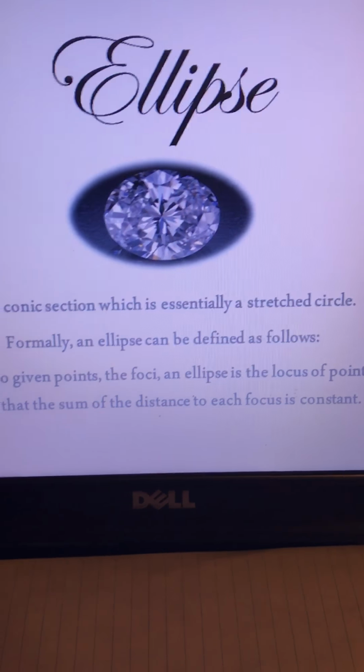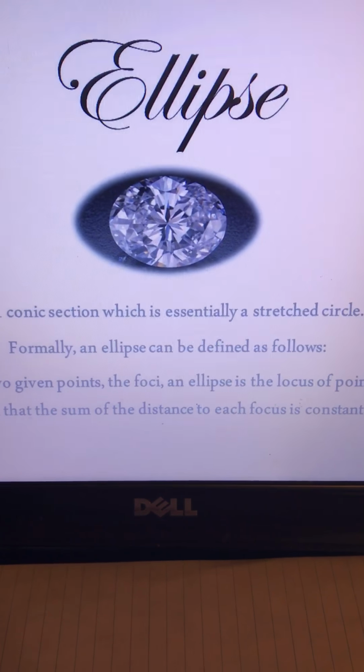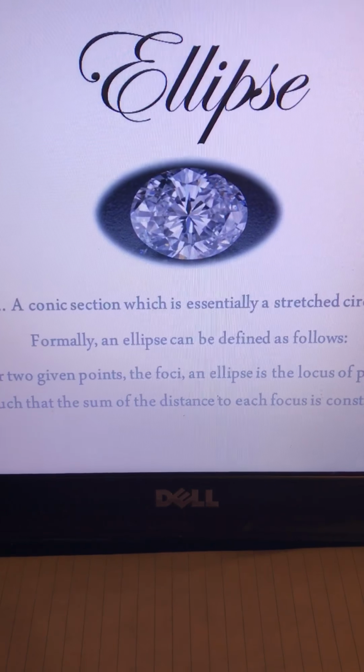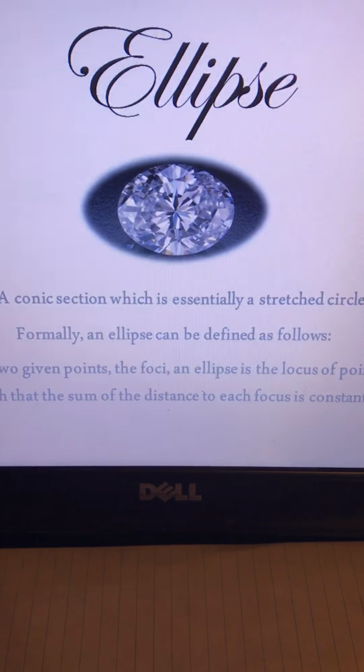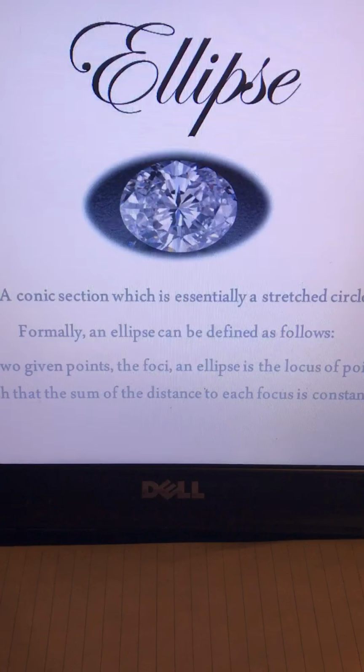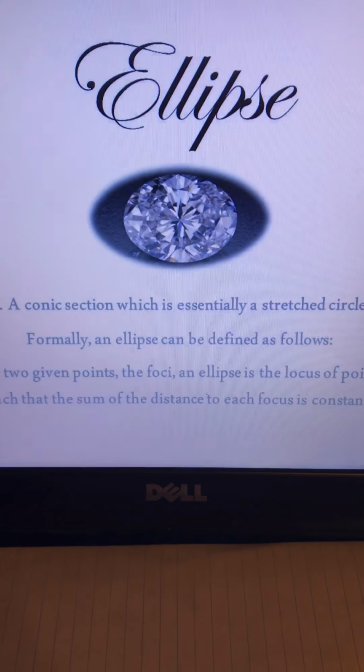Hello, today I am going to explain to you the geometric shape called the ellipse. An ellipse is basically a stretched circle or a flattened circle, and you can see it in our math book through the conic section, like a slice.